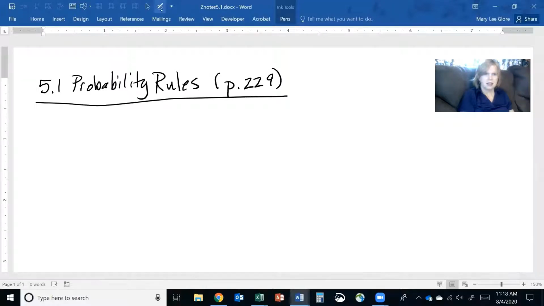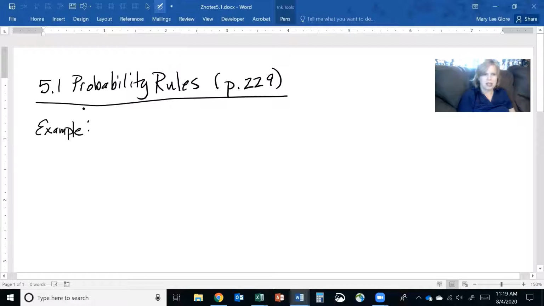Hi there. Today we are going to talk about probability rules, some basic things about probability. First, I'm going to start off with an example. An easy example to start with, we're just going to flip a coin.